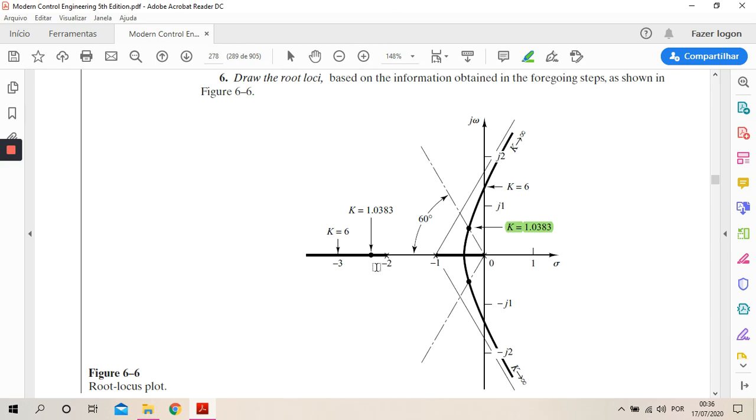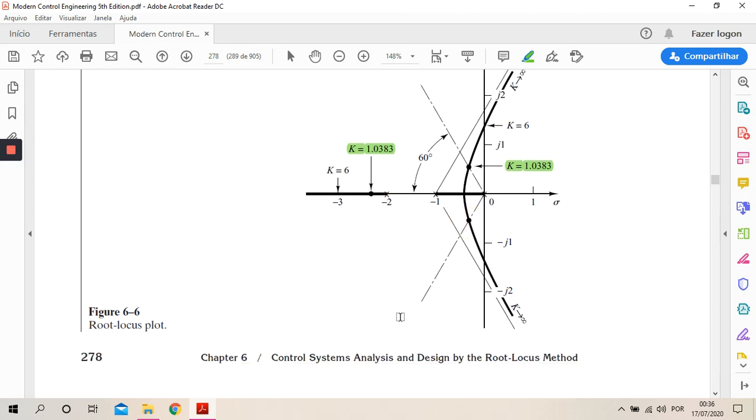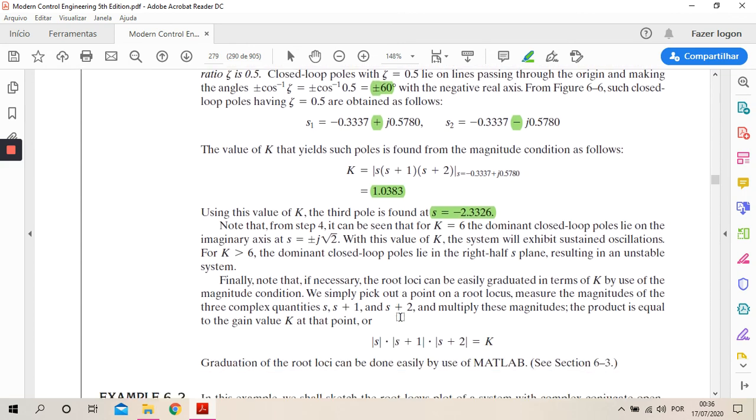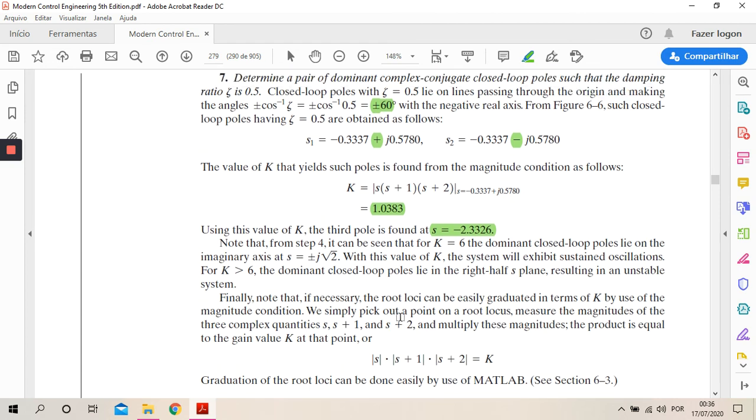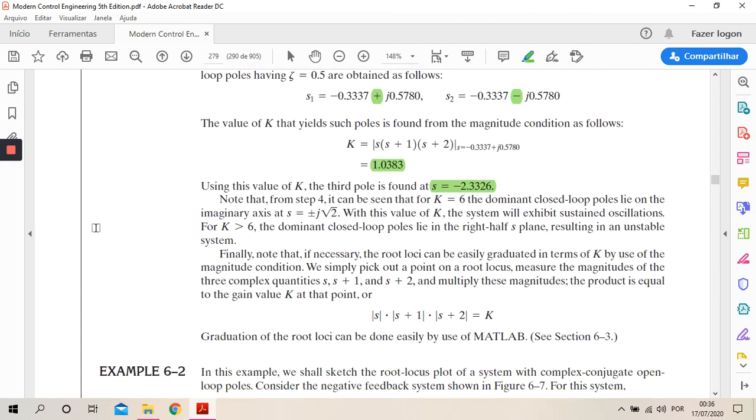Let's see if we find this. One pole is going to be for the gain here. So we have one pole here, one pole here, one pole here, and another pole here for this gain 1.0383, and this gain was found for the condition of ζ being equal to 0.5.